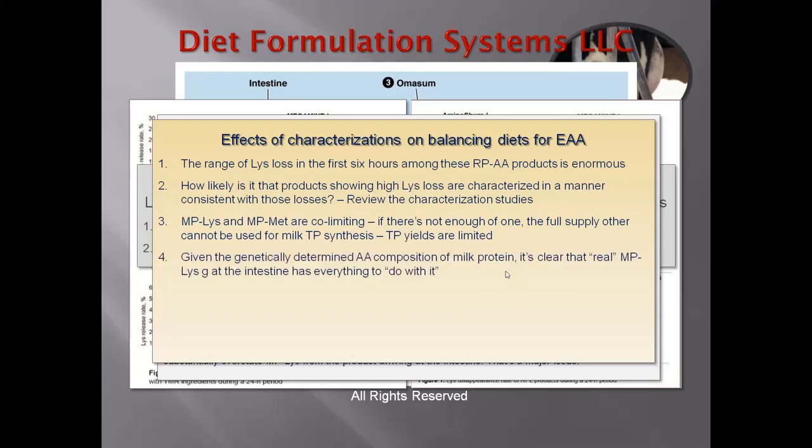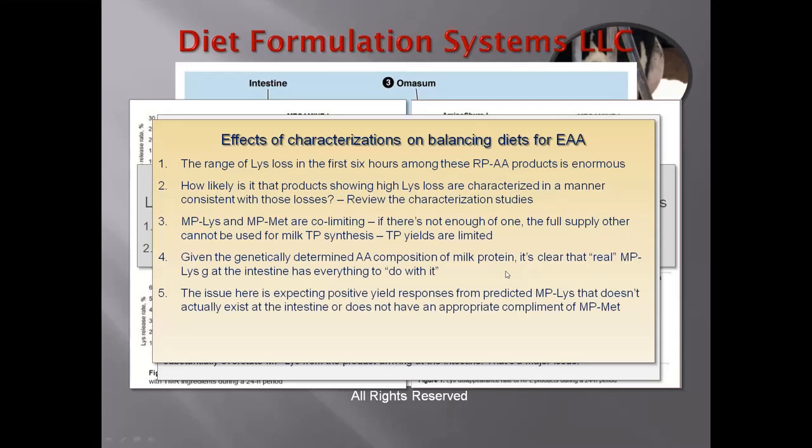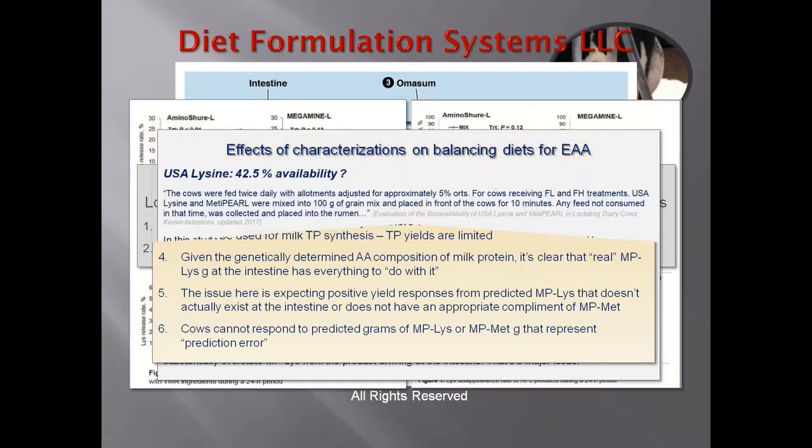Again, as with methionine, given the fact that the amino acid composition of milk protein is genetically determined and doesn't vary, it's extremely clear that real grams of lysine at the intestine has everything to do with protein synthesis. And again, the issue here is expecting positive yield responses from grams of lysine that never actually exist in the intestine or possibly don't have an appropriate complement of methionine. And it's all because cows can't respond to predicted grams of lysine and methionine that represent prediction error. If I'm getting an 80-gram prediction for methionine at the intestine and 30 grams of that is prediction error, guess what the cow is going to respond to? Okay. So that's our look at this.